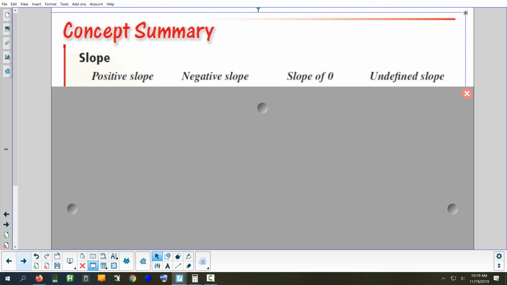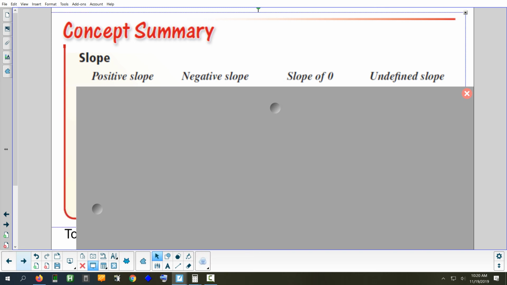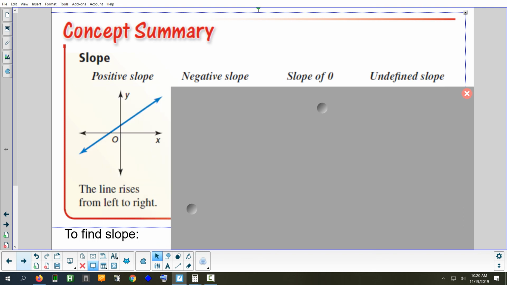Positive slope. Did anyone remember? I said it earlier. But what does a positive slope look like? It slants how, Stephen? Up. It slants up. Right? It looks like that. So when you have a positive slope, it slants up to the right. It also slants down to the left. You could say that, but usually we say it slants up to the right.